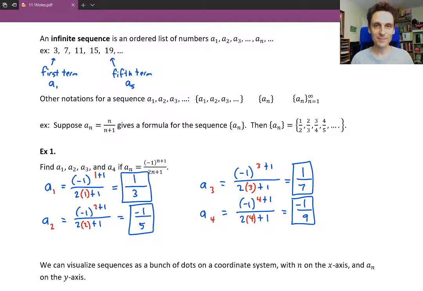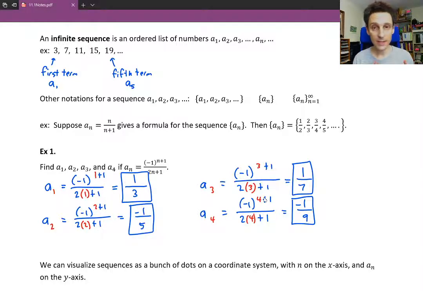Is this what you got? Good. Let's review what patterns we're seeing here with this particular sequence. So notice the pattern on the top. It's alternating between 1 and negative 1, 1 and negative 1. And you might have noticed that's because the exponent above the negative 1 is alternating even, odd, and so on.